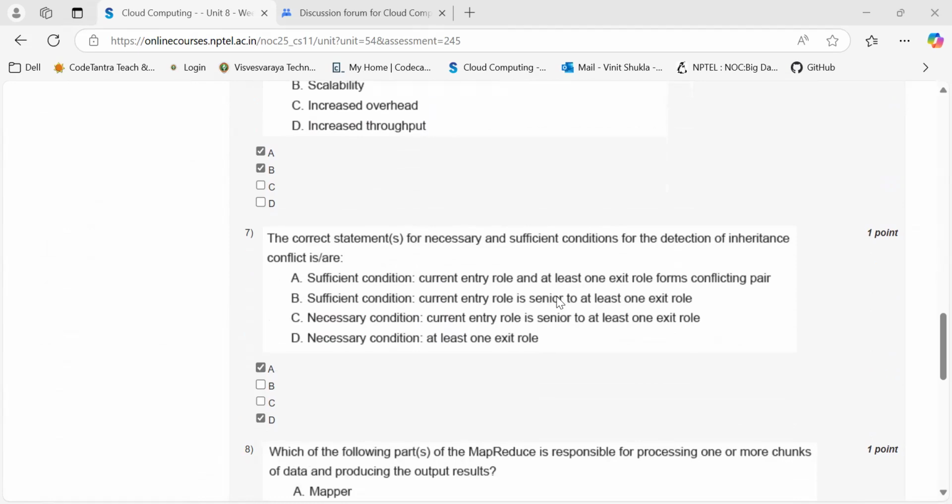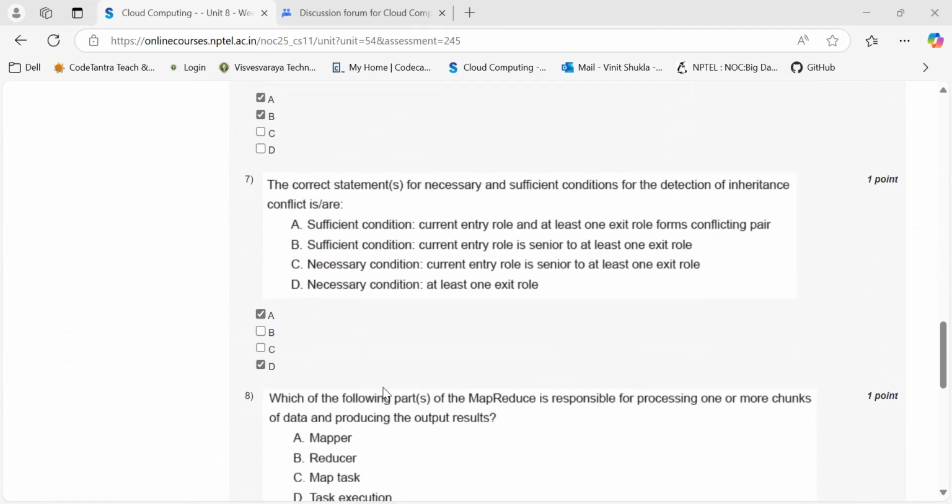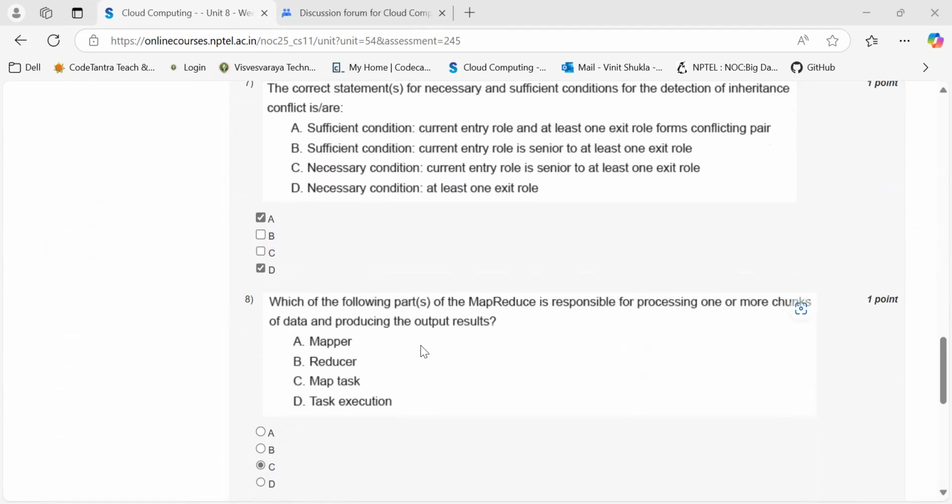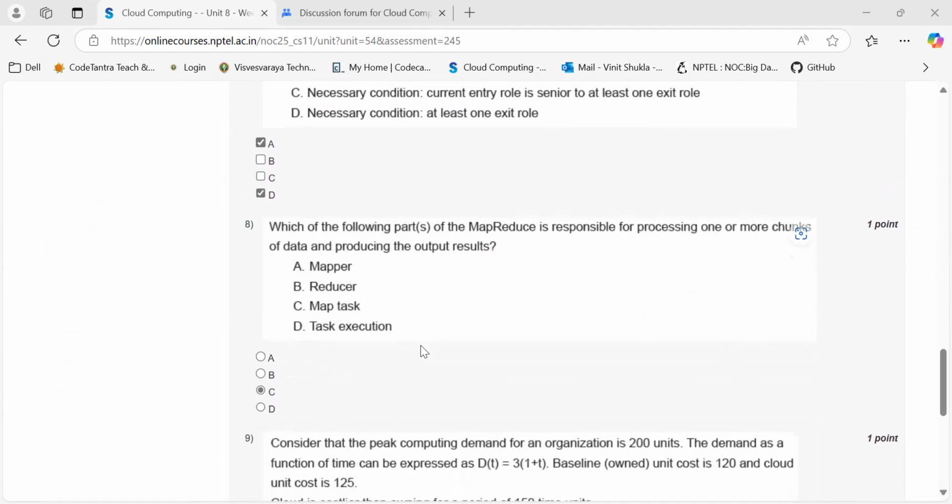Question number 7. This question is completely out of the box of this tutorial. Though by searching from the respective locations, I got the solution. A and D is the correct answer. This is an analogy based question, so you may please recheck it.